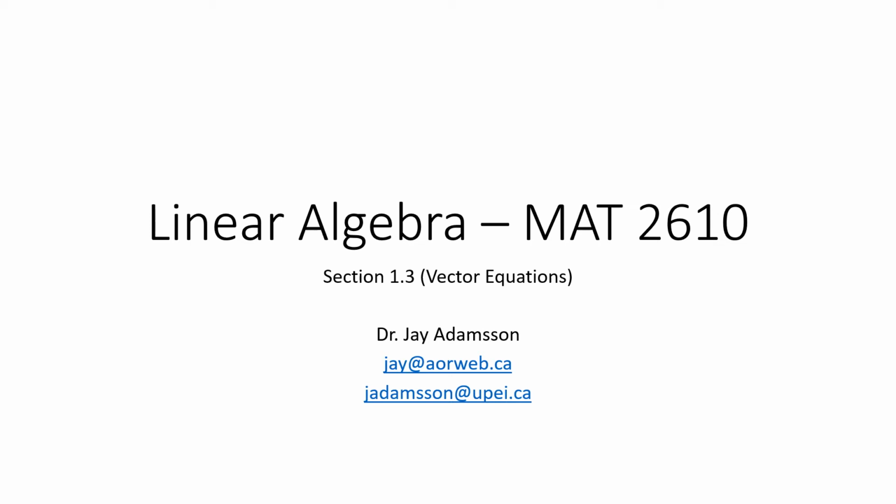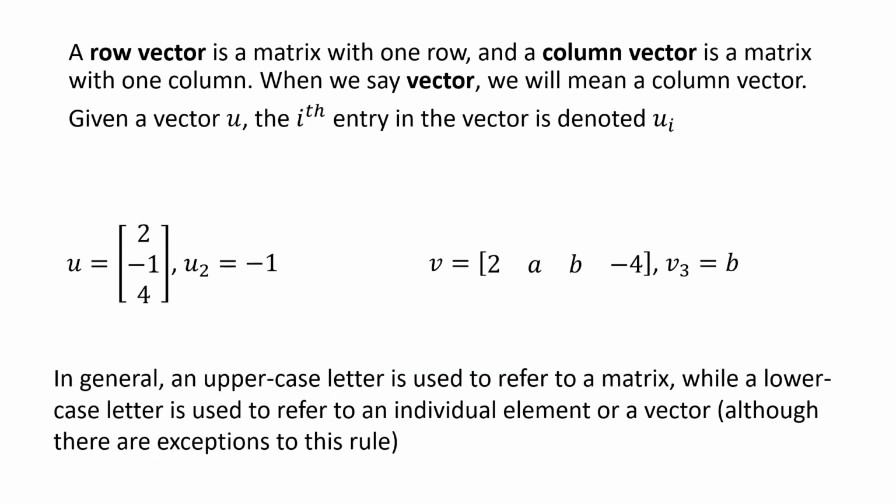Welcome back. Now we're going to look at section 1.3 out of the book, which is vector equations. A couple of definitions. A row vector is a matrix with one row. We've already seen that a matrix is just a rectangular grid of numbers. So a row vector is a matrix with just one row, and a column vector is a matrix with one column. And when we say vector, if we use just the term vector in this course, we're going to mean a column vector.